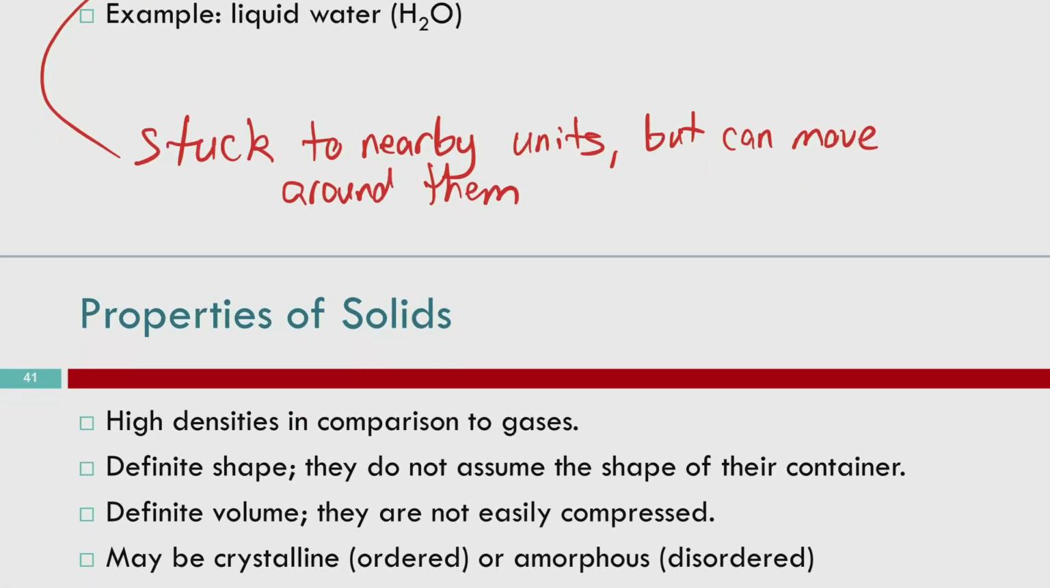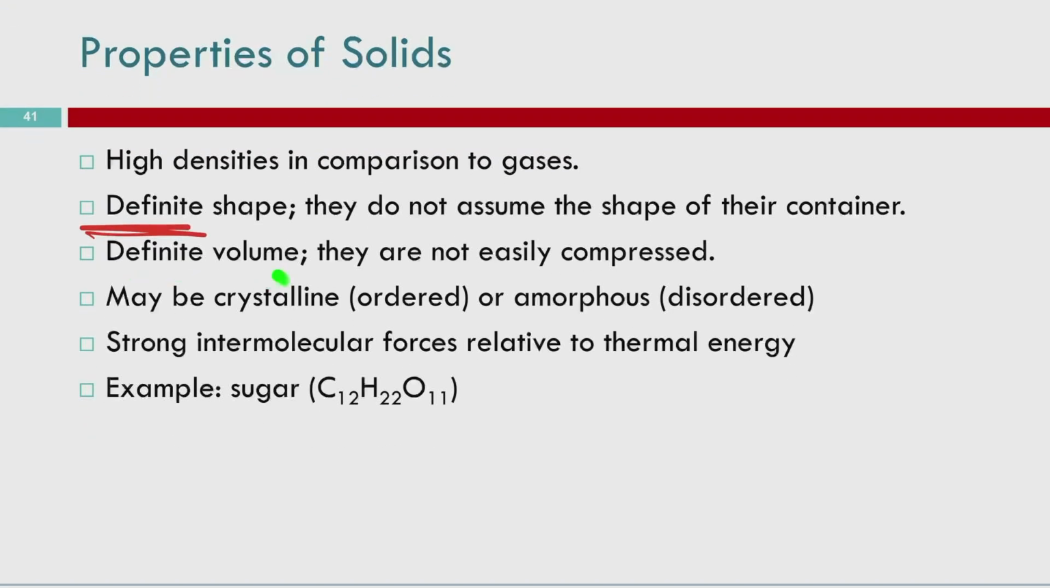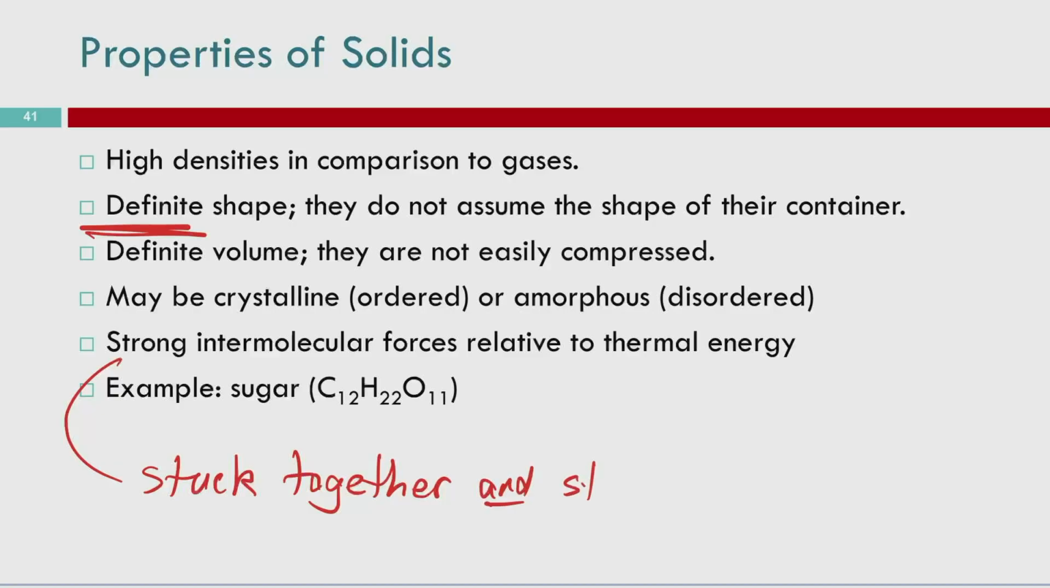Solids also have high densities compared to gases. These have definite shape, which is great. They have definite volume as well, and they are either crystalline or amorphous. They have long-range repeating order. They can be any of our crystalline solids that we talked about previously. And these have strong intermolecular forces relative to the thermal energy. So they're stuck together and stuck in place.